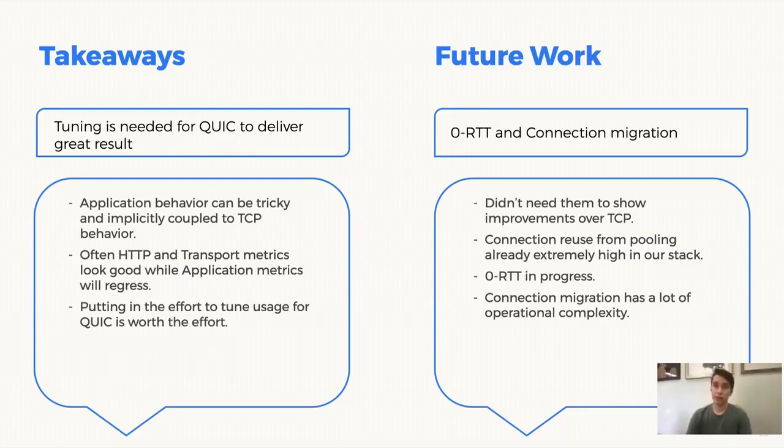And another interesting thing that we saw when we were doing early experiments is that HTTP and transport metrics, so things like latency, number of losses, number of retransmits, will often just show blanket improvement with QUIC. They'll just be like, oh yeah, this all got better. This is all really awesome. But then we look at the application metrics and there'll be regressions. And this can be really confusing and really difficult to reason out.